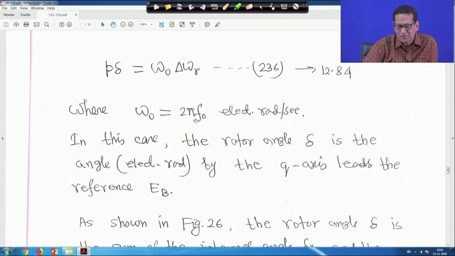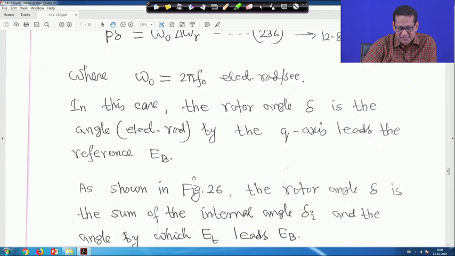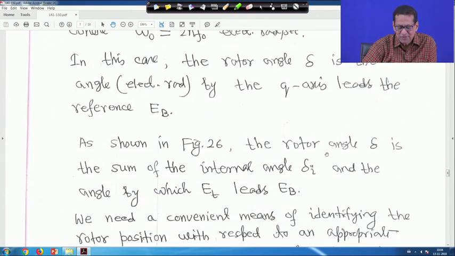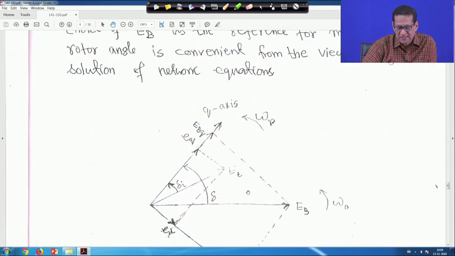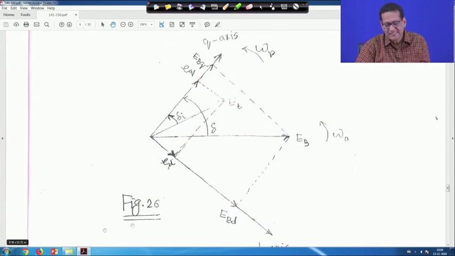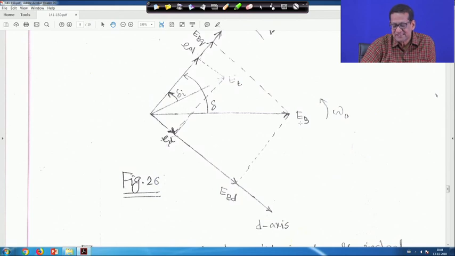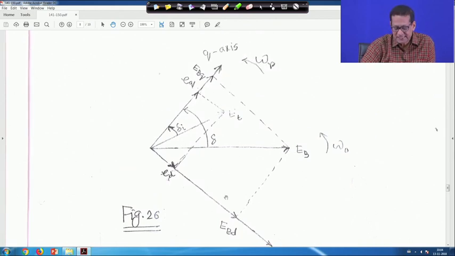Now, omega 0 is equal to 2 pi f0 electrical radian per second, that is your base speed, right. Now, in this case, the rotor angle delta is the angle by which the q axis leads the reference voltage EB, that also we have seen. As shown in figure 26, the rotor angle delta is the sum of the internal angle delta I and the angle by which it leads EB. So, I will go to this figure 26, this is my EB, this is the reference you have taken, and this is your q axis and this is d axis.